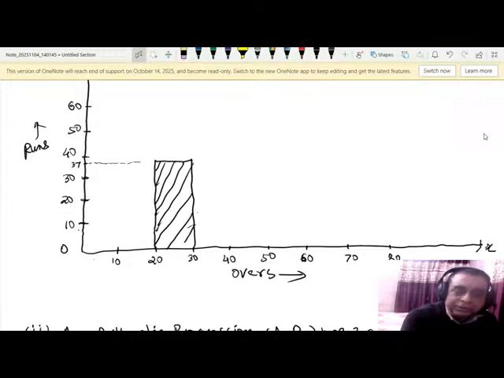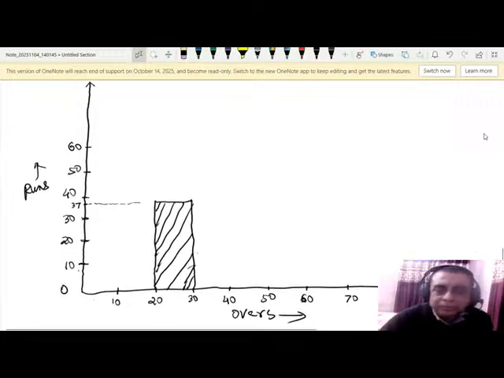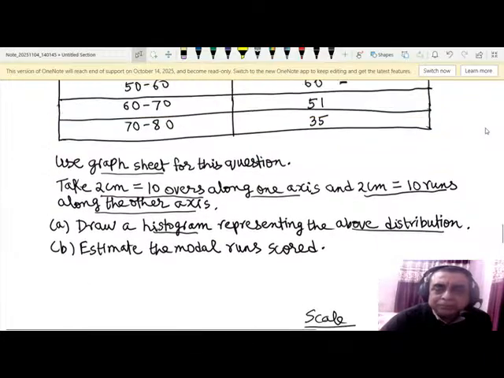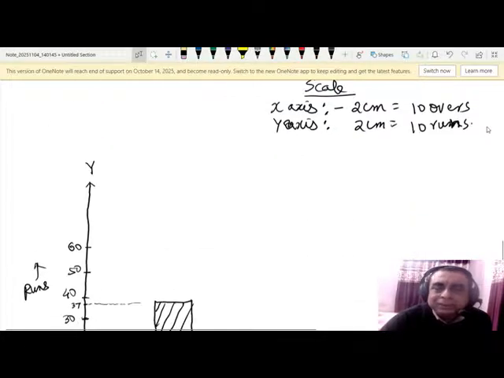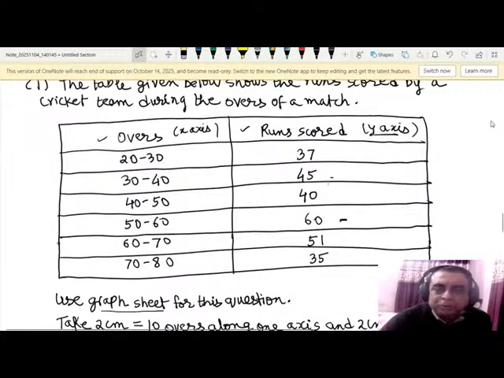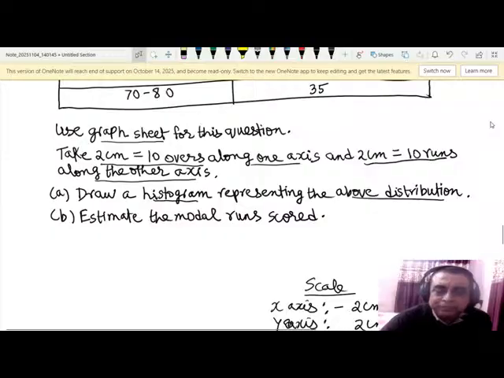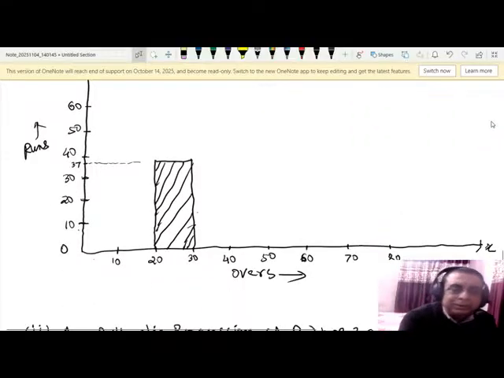So you have to shade the bar. Okay, next, what is here from 30 to 40? The number of runs scored is 45. Okay, 30 to 40, it is 45.